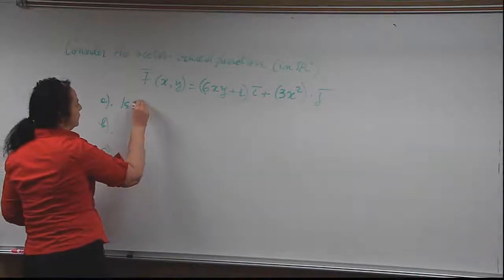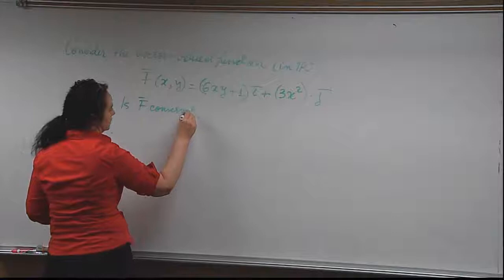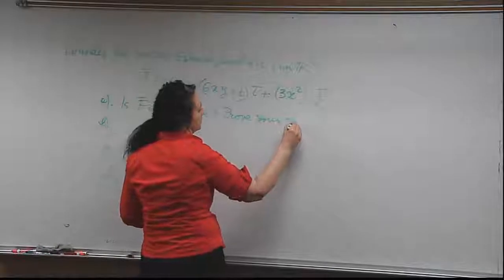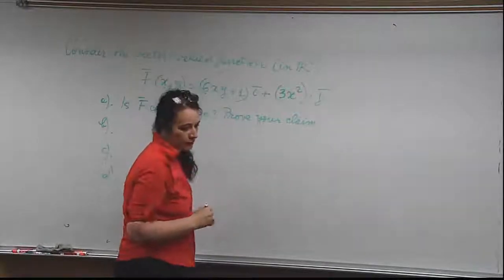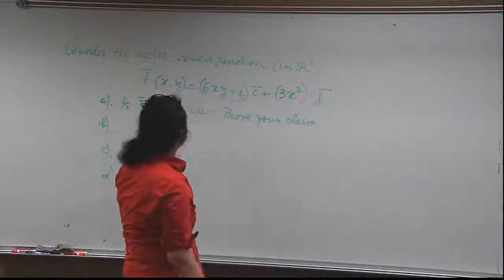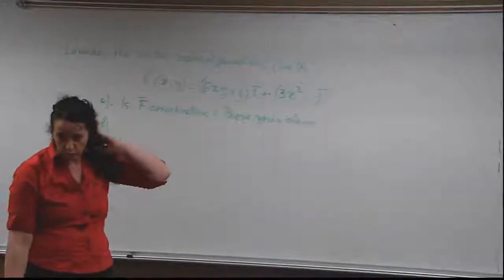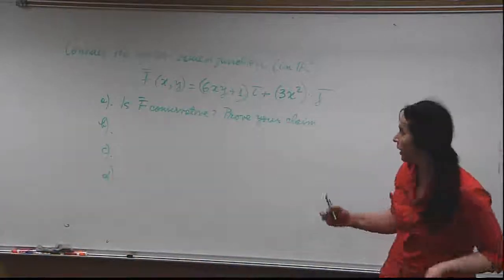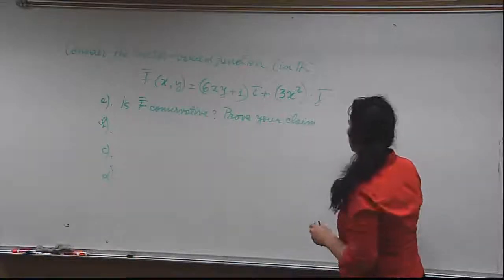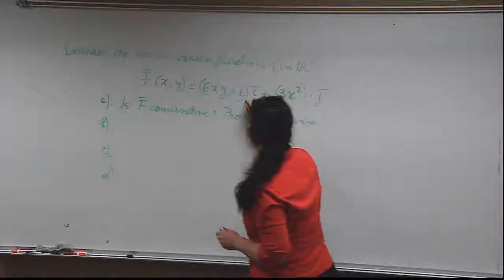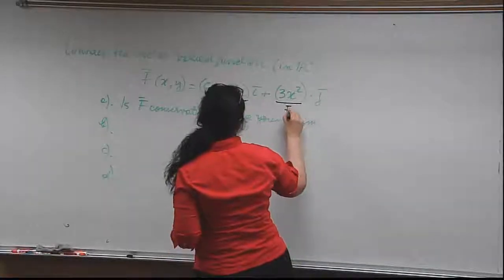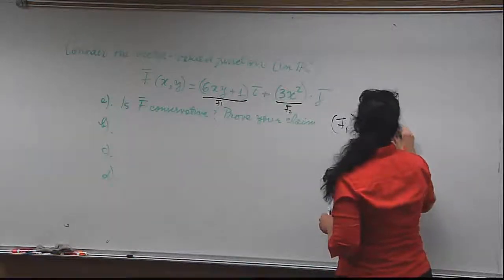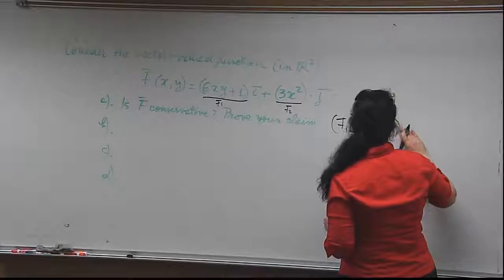Is f conservative? Prove. You already did. So if I gave you one that has 3 components, what would you have to do again? Compute the curl. You can, of course, compute the curl also on this one and have 0 for the third component, but the simplest thing is to do F1 and F2: F1 prime with respect to y equals F2 prime with respect to x. So I'm going to make a smile here.